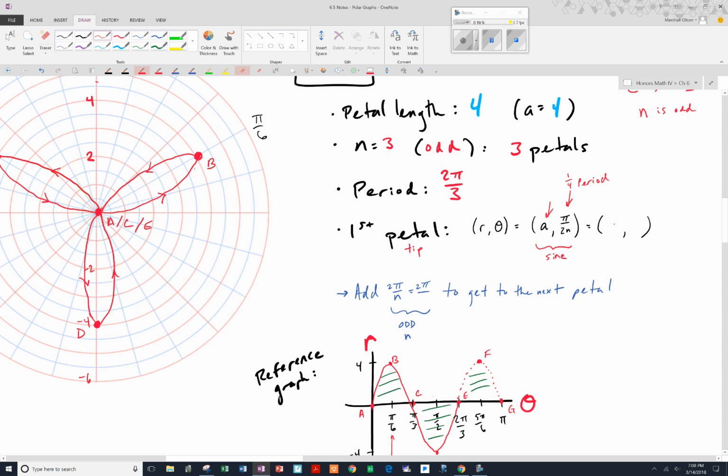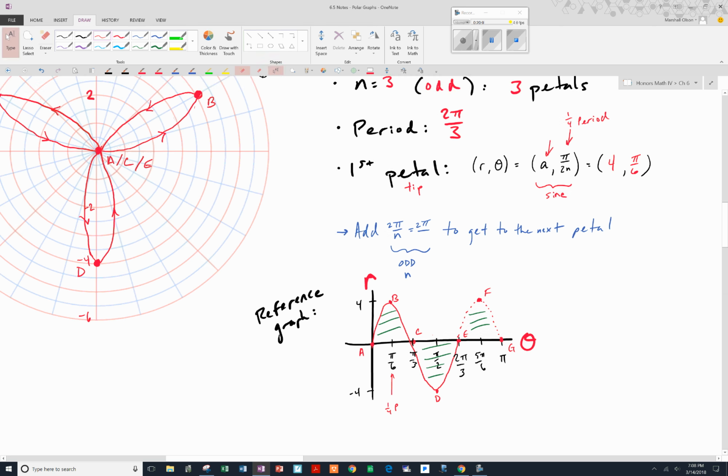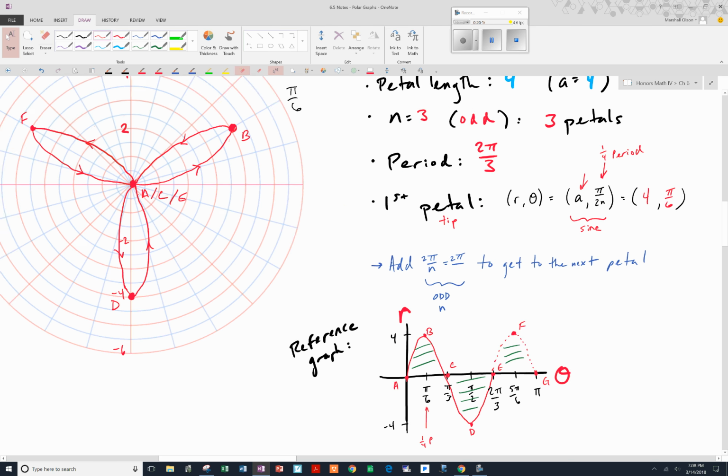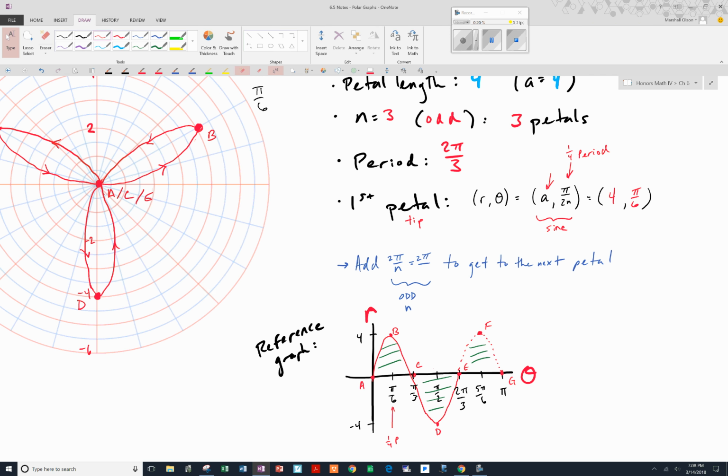So in our case, a was 4. Pi over 2n is pi over 6. That was our first petal tip right there: 4 comma pi over 6. Because I'm not always going to have you make this reference graph. This takes a while. Actually, I don't think it's a bad idea, because once you get good at it, you can go pretty quick from that to the polar graph. But we're going to do a little shortcut here.